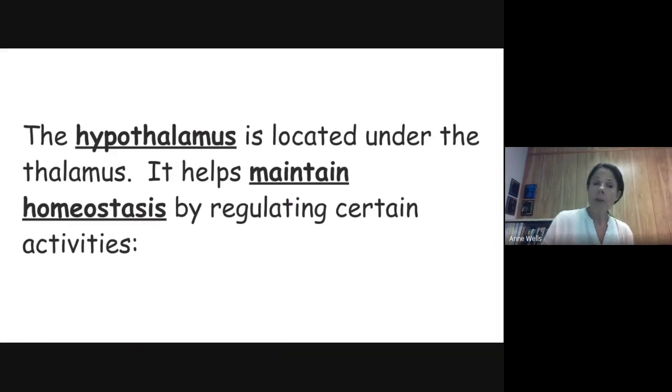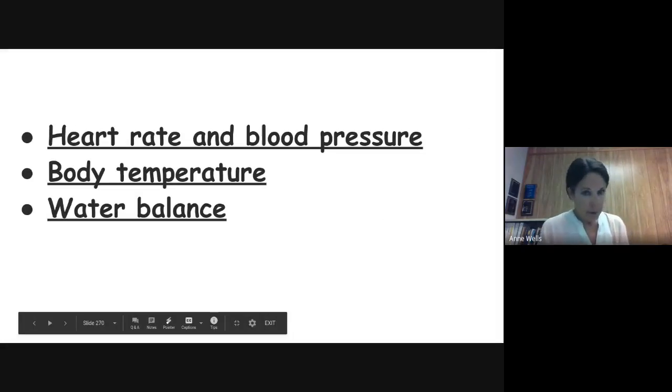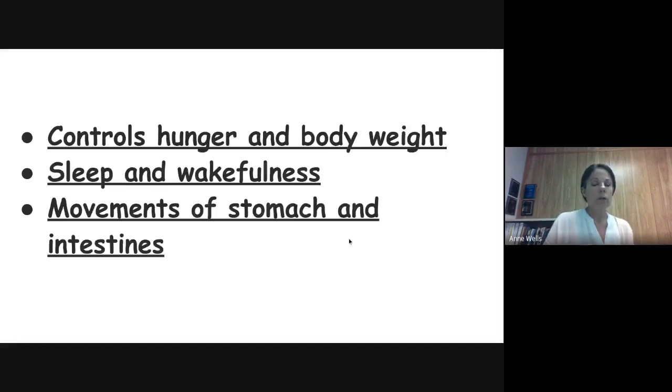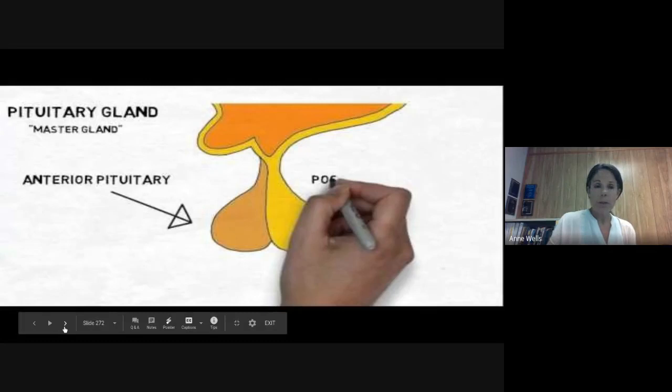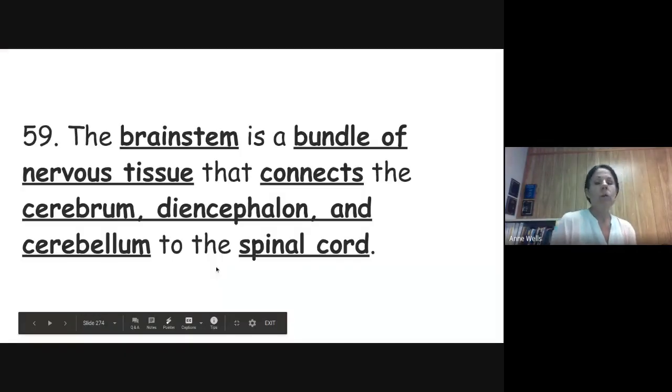The hypothalamus is located under the thalamus. It helps maintain homeostasis by regulating certain activities. You know, homeostasis is my favorite thing. So things like heart rate and blood pressure, body temperature, water balance. It controls hunger and body weight. I'm hungry right now. Sleep and wakefulness, movements of stomach and intestines. So super important.